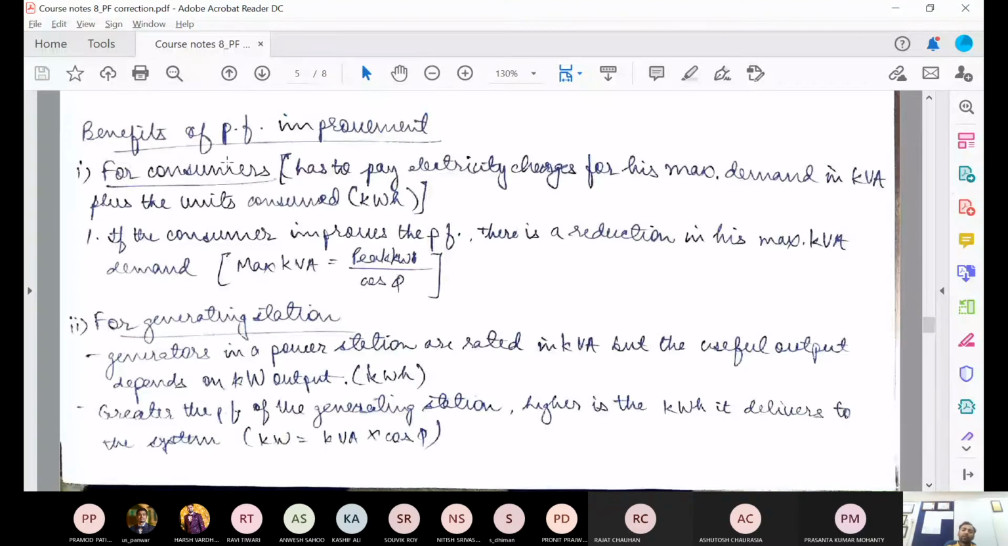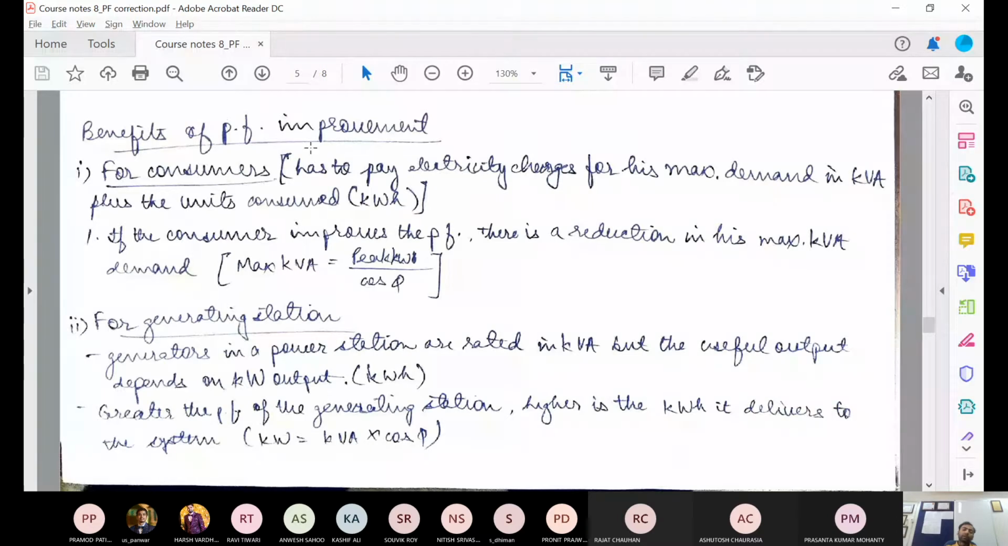If you look at the consumer end, please remember that this is for the bigger consumers, the industrial consumers typically, who have to pay not only for the energy consumed, but also for the apparent power and the maximum demand in kVA terms. So this is for consumers who have to pay electricity charges for their maximum demand in kVA plus the units consumed, kilowatt hour. That is the context of consumers. This will not be applicable for small residential or small commercial consumers who only pay in terms of the units consumed. For them, power factor correction doesn't have any benefit per se, until and unless there is a penalty or something of that sort.